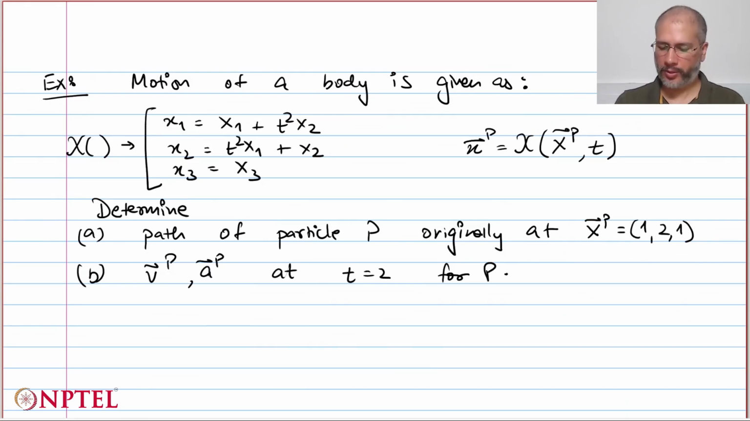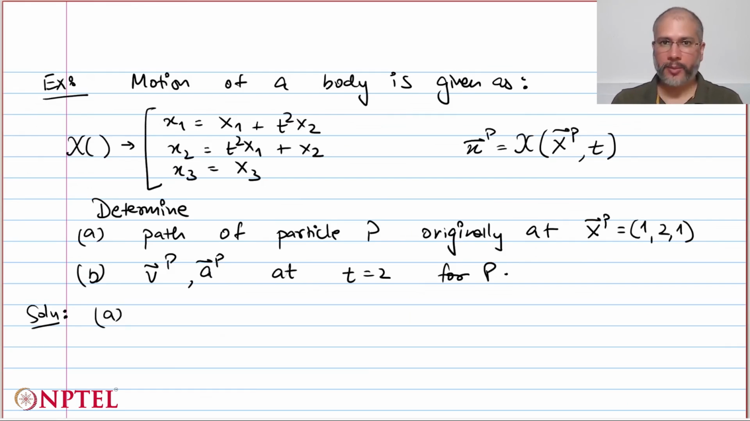Now note that with this mapping chi that is available to us, we can find the complete velocity field and acceleration fields. That is, we can find the velocity and acceleration of all the particles as a function of their material coordinates capital X and time t. But in this problem, we have to focus on some particular point, find its path, and find its velocity and acceleration at a specific time, that is t equals 2. So let us solve the problem. Let us solve part A first.